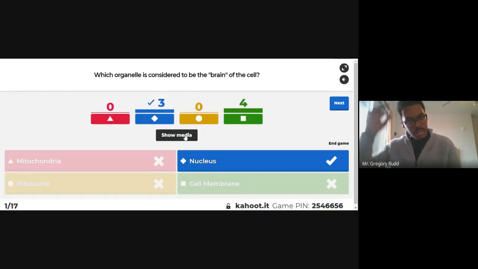Okay, so some people said the cell membrane. I assume you said that because it sounds like brain at the end of the word, but come on, folks, we should be better than that. That was a give me question. That's an easy one. The brain of the cell is the nucleus. That's what controls all of the cellular activities.